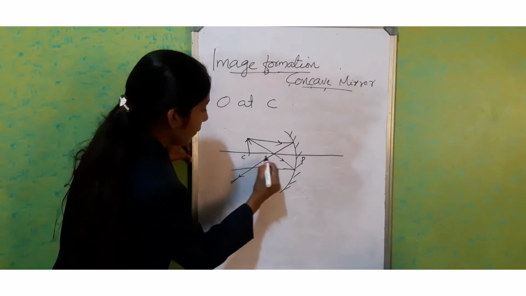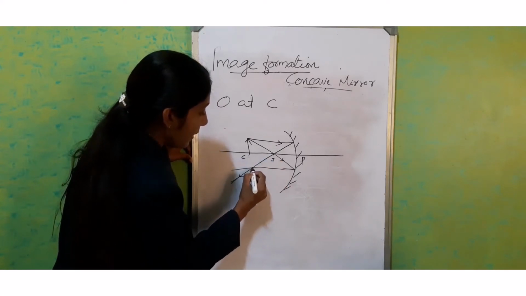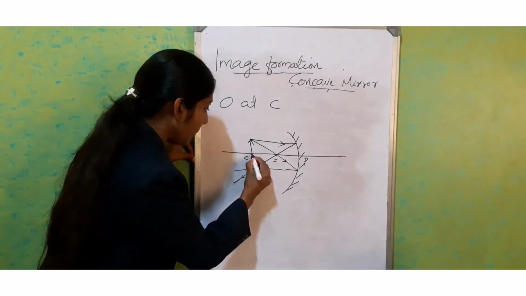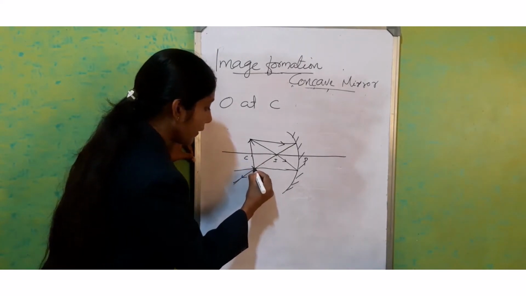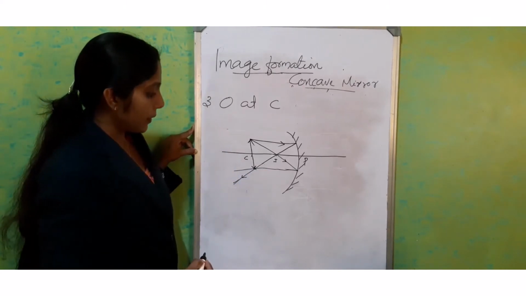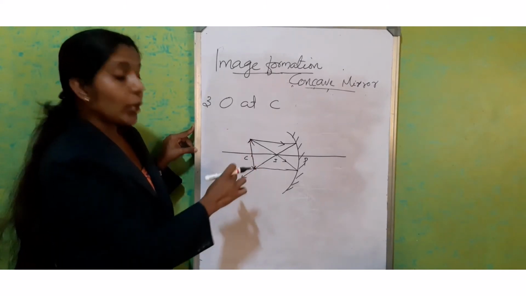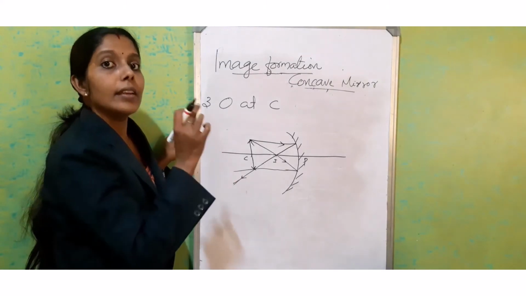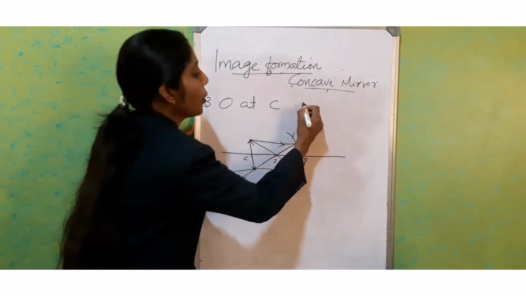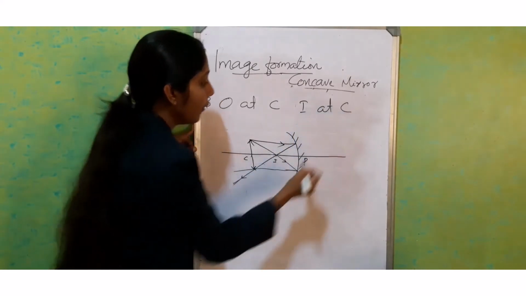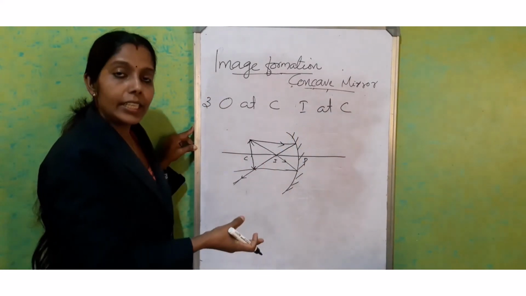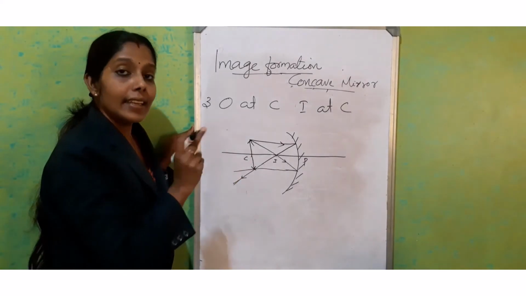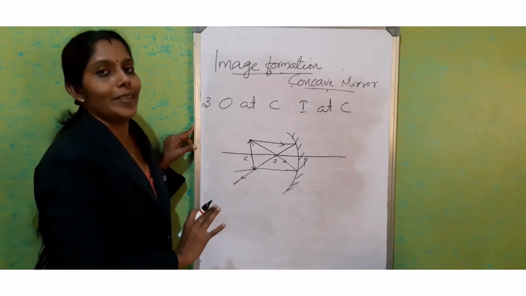So this is a center of curvature, focus. This is a place where we got the intersection. So if you draw the image here, this is the way we will get the image position. If you see, it's equal in size too. We got the image also at center of curvature with the same size. So image also at center of curvature, real in nature, inverted in nature, and the size is equal to the size of the object.